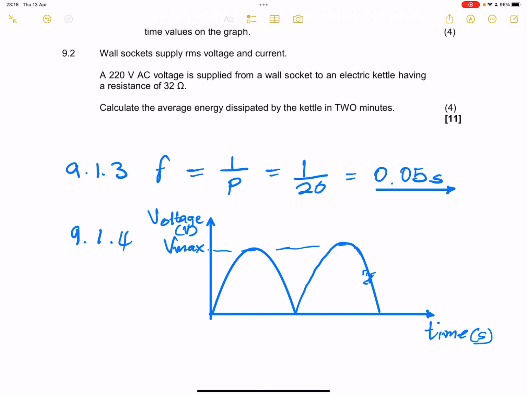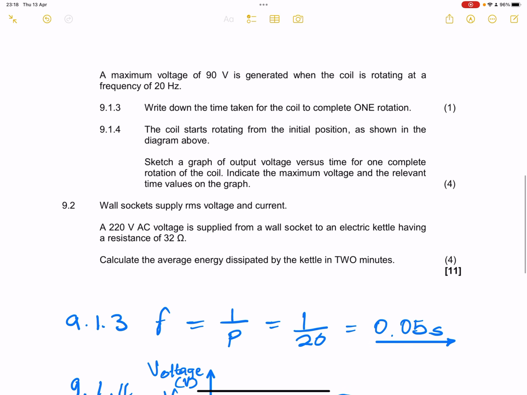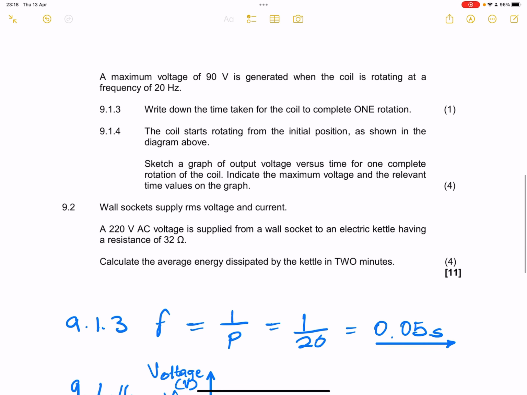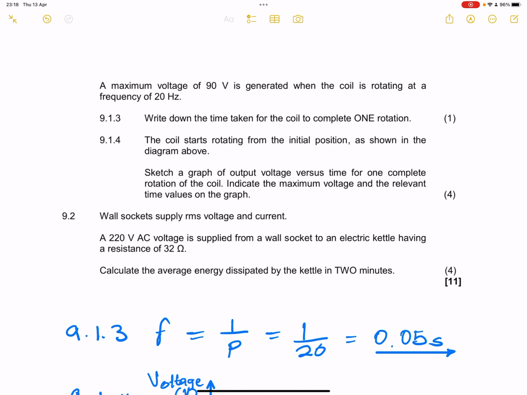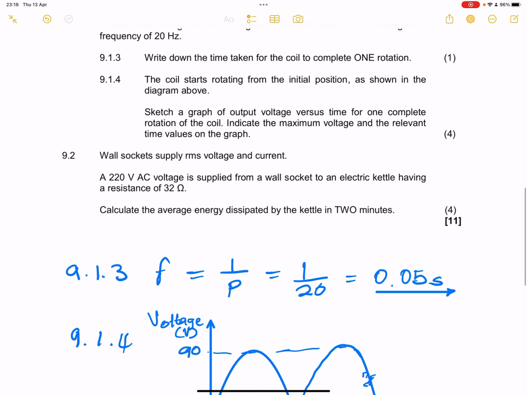Now remember, we said to complete one cycle, it takes 0.05 seconds, so that would be 0.05 there, meaning that we've got 0.025 over there, right? And then what else did they say we should show? Relevant time values of the coil. So they said the maximum voltage is 90 volts. So instead of writing Vmax there, I'm just going to indicate that as 90 volts. All right, so that is what our graph would look like.